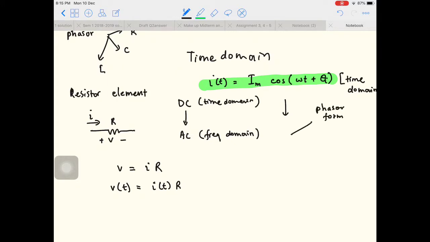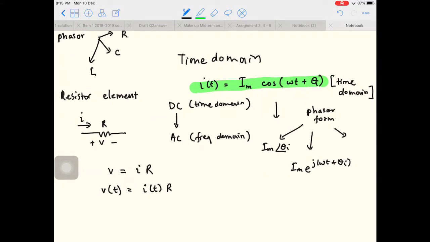we know that there are three types of phasor form, right? The first is the polar form. Second is the exponential form. Exponential form is Im e to the j omega t plus theta I. And we also have another form, which is the rectangular form: the real part plus the imaginary part.